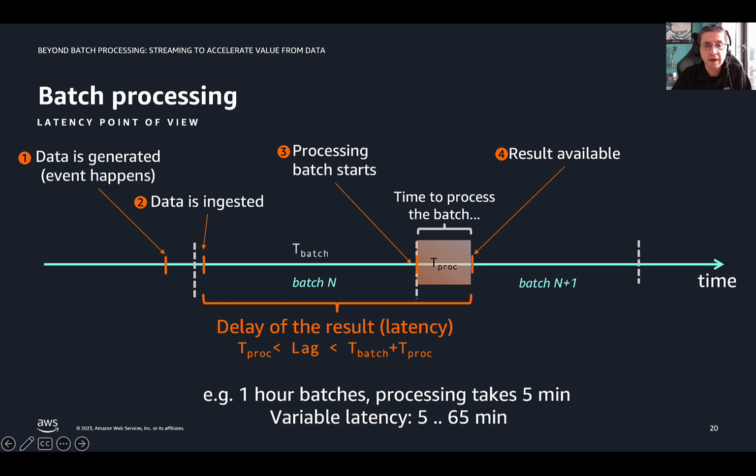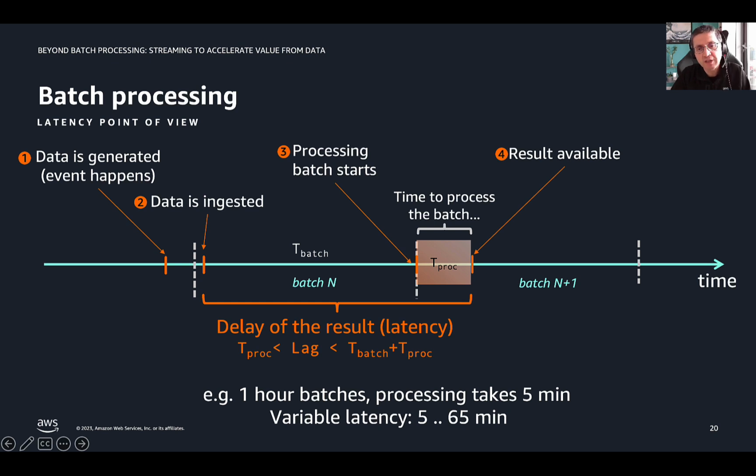Ignoring for the moment the time between when the event is generated and when it is ingested, so between time 1 and time 2, because this is not under our control, we can say that the delay of the result from ingestion to the result being available, so time 2 to time 4, mainly depends on the period of the batch and the time it takes to process the batch.